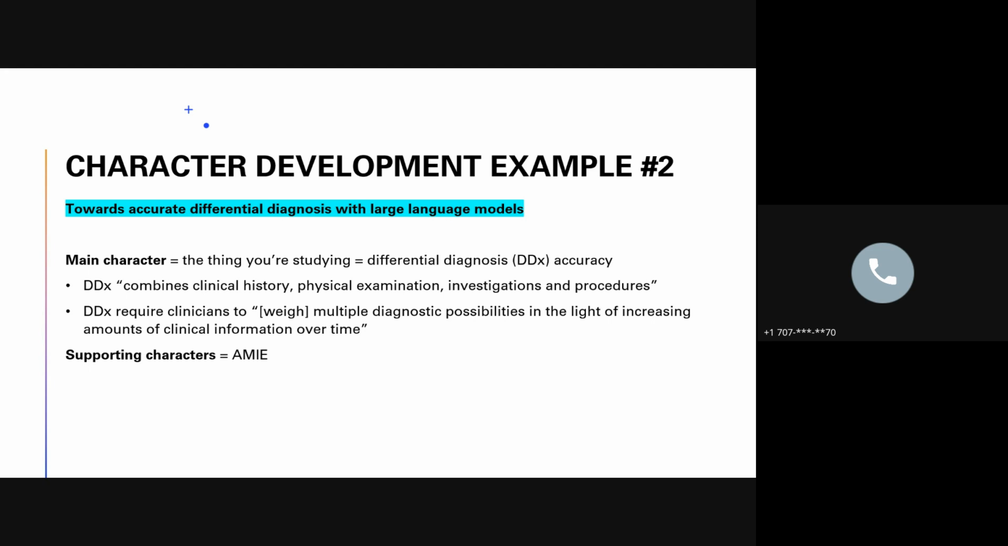Amy, the AI tool that they're using, is actually a supporting character. So this is something that's helping us influence the way that our main character is changing over the course of its journey. And then I wasn't quite sure about antagonists for this one, but I thought maybe limitations of AI or mistrust of AI, because that comes up a couple times in the article.